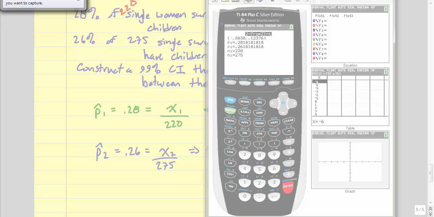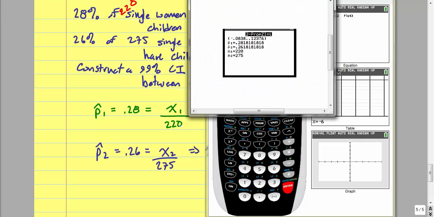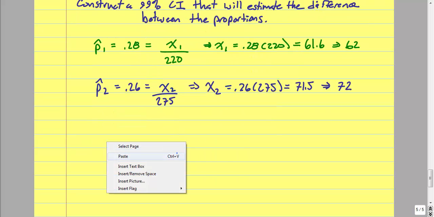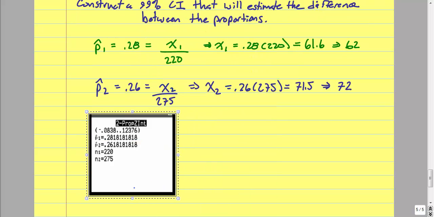You can also work this problem by hand, and it doesn't matter to me what method you use, but you have to make sure you show your work. So here we can see that our confidence interval goes from negative 0.0838. So let's go ahead and write this as we would see it written. Negative 0.0838 is less than the difference, which was P1 minus P2, which is less than 0.12376.